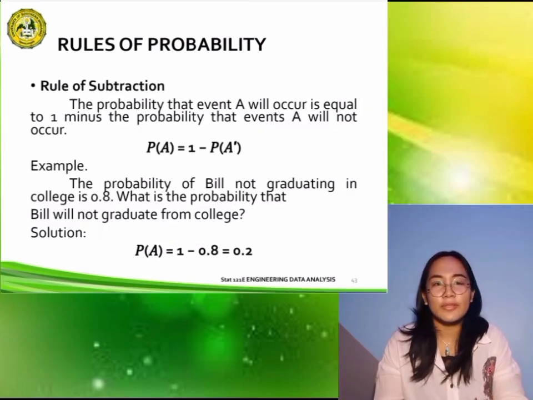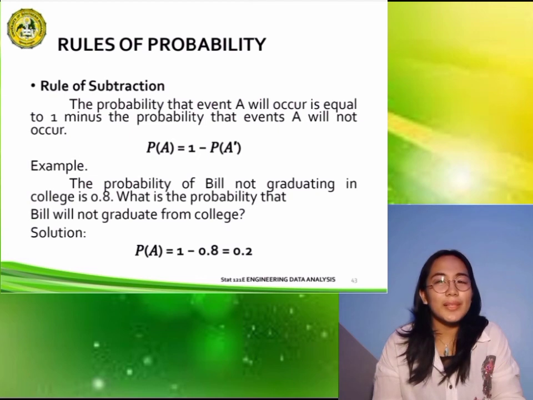Next will be the rule of subtraction. The probability that event A will occur is equal to 1 minus the probability that event A will not occur, which would be equal to 1 minus P of A prime. Example: the probability of Bill not graduating in college is 0.8. What is the probability that Bill will graduate from college?